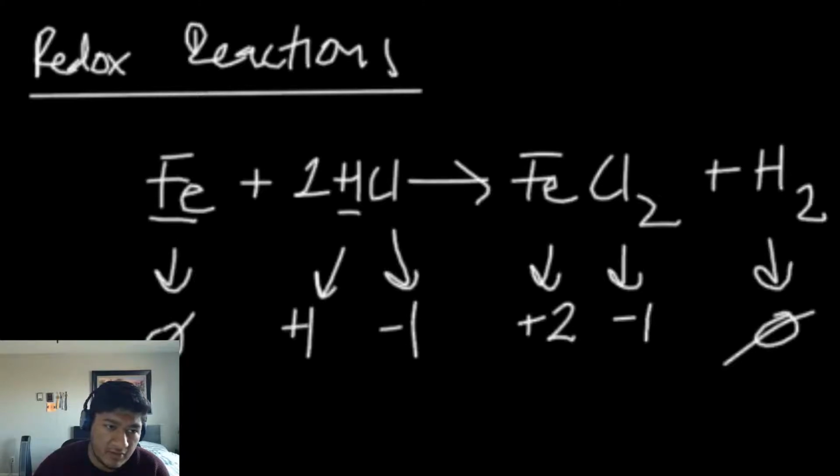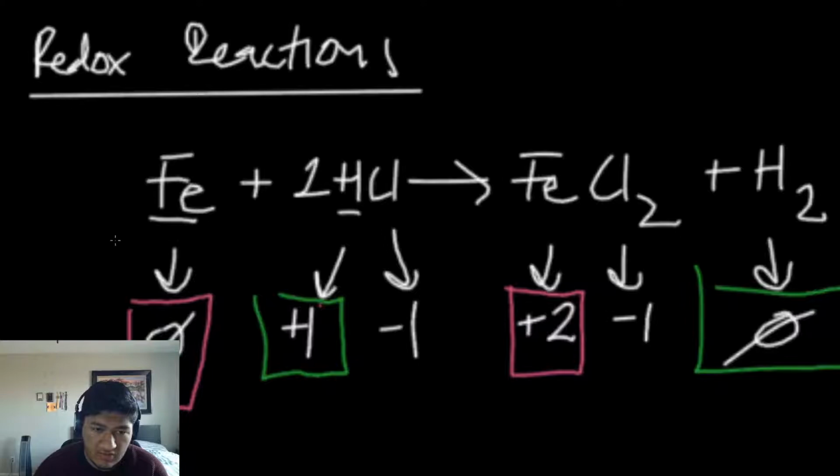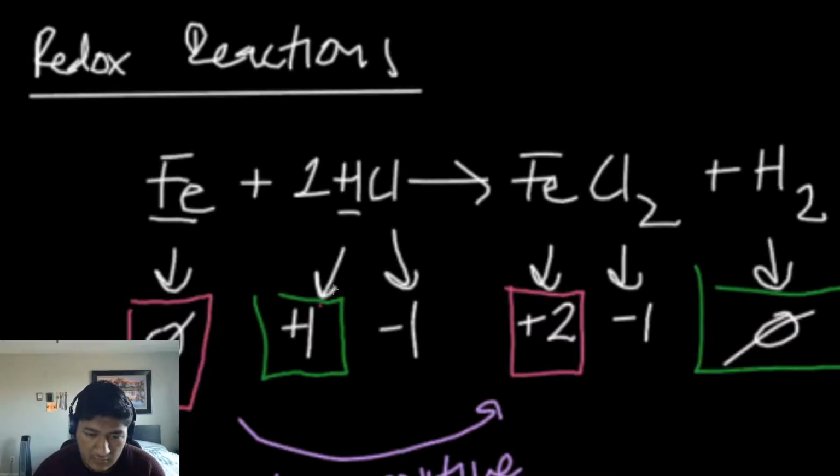So we see here, we are going to mark those that have changed their oxidation states. So for example here, iron has gone from 0 to +2. And then we can also see that hydrogen has gone from +1 to 0. So in this case, iron is becoming more positive, right? It's becoming more positive, which means that it's losing electrons. And in this case, hydrogen is becoming more negative or less positive.